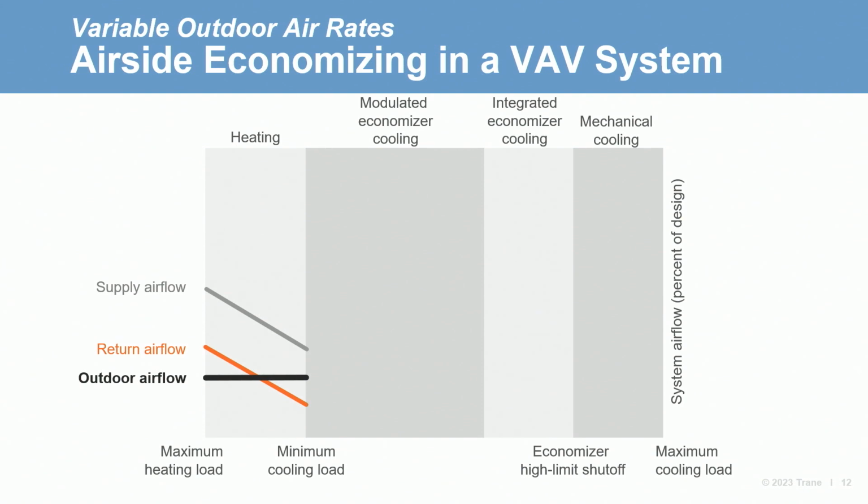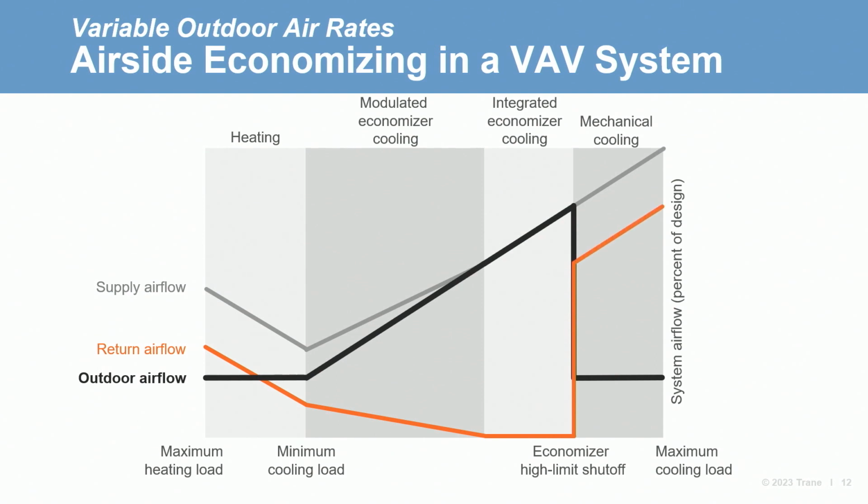The heating load is now gone, and we're at minimum cooling load. So our system begins modulated economizer operation. As the cooling load increases, the system responds by increasing the supply of cool outdoor air. The amount of recirculated return air decreases as the amount of outdoor air increases. This continues in integrated economizer mode, where mechanical cooling supplements economizer operation until the outdoor air conditions reach the economizer high limit shutoff. Now the system will revert the outdoor air damper back to its minimum setting for ventilation, and mechanical cooling will be used to offset the cooling loads.